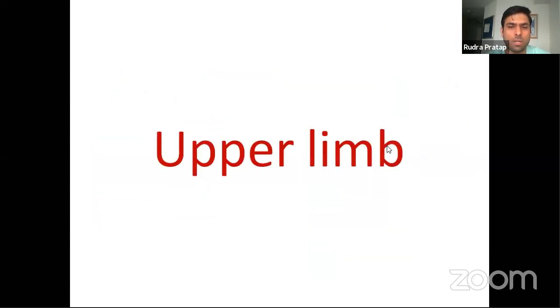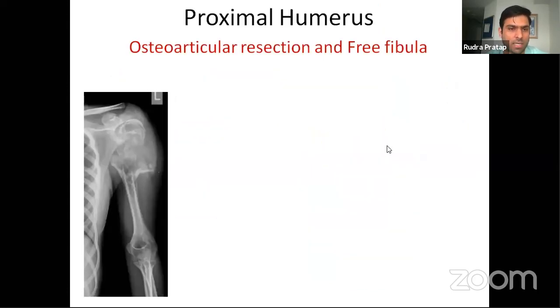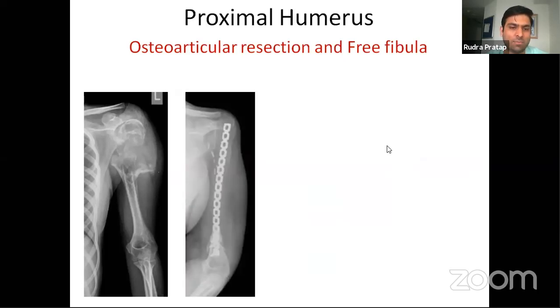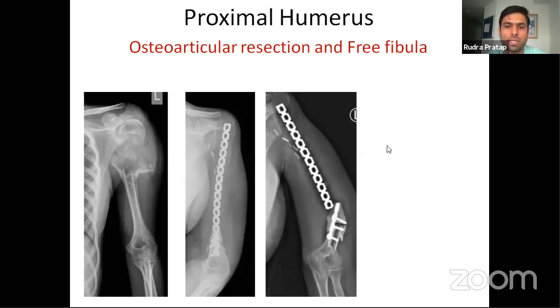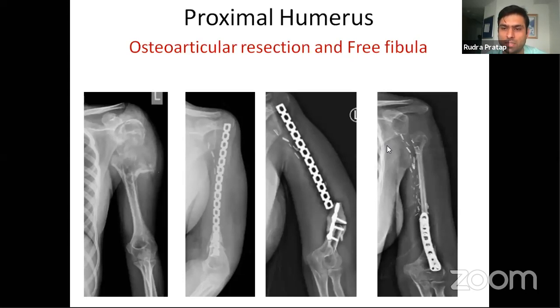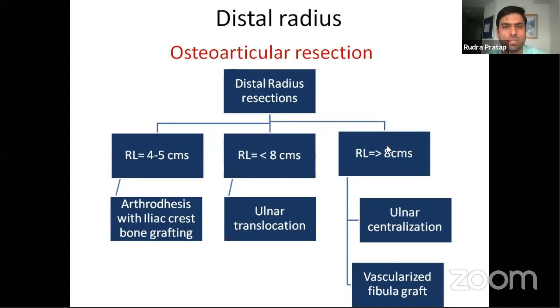Discussing the upper limb first, here's a case of an osteosarcoma of the proximal humerus, for which we did a wide excision and a plate cement spacer. These types of non-biological reconstruction options, as we know, are not durable and are susceptible to wear and tear. So this plate broke off. Later on, we removed the implant and cement and reconstructed with the help of an epiphyseal live free fibular graft. Coming to the distal radius, the resection option in a distal radius resection depends on the resection length.